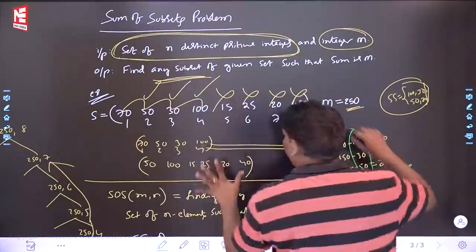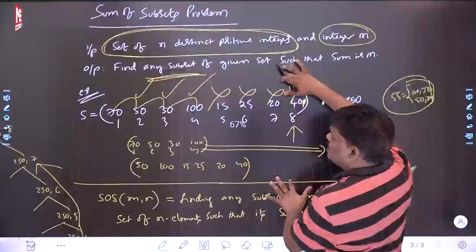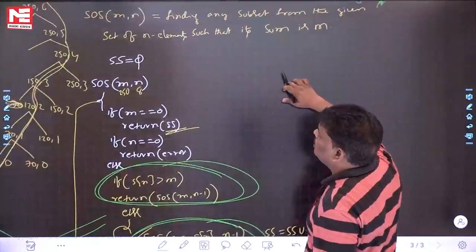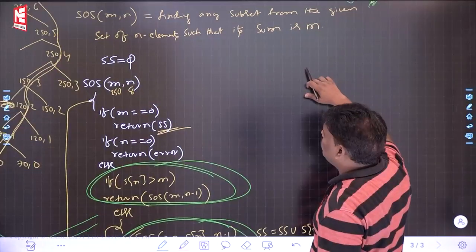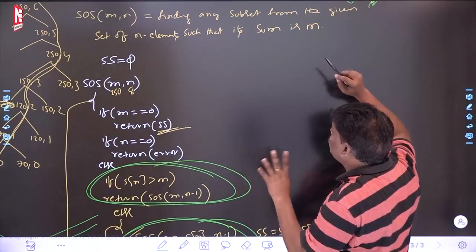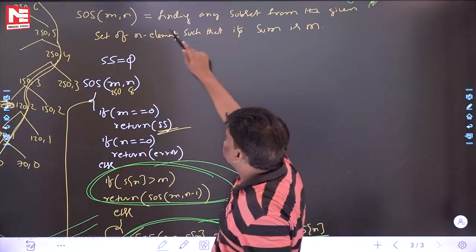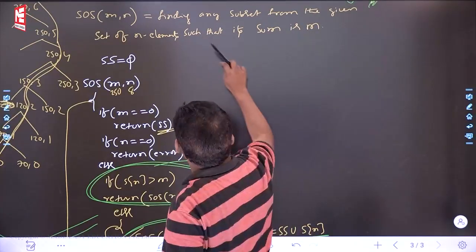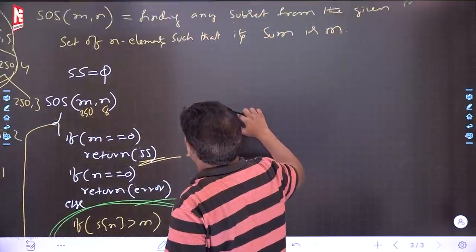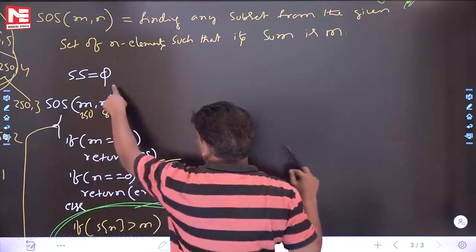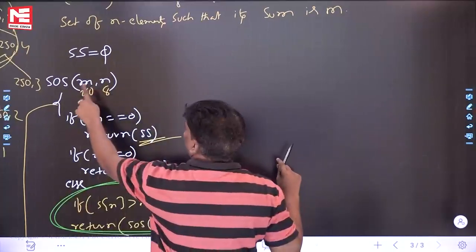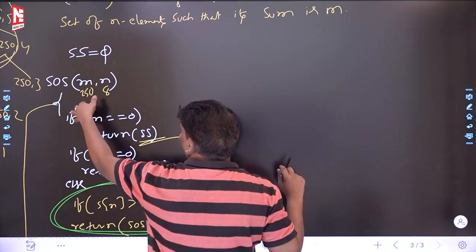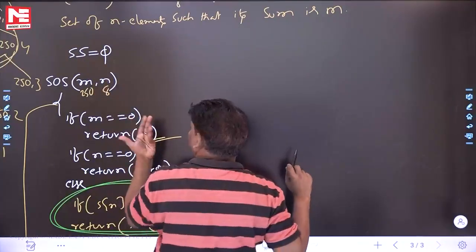I think I explained the problem in the initial few minutes. After explaining, I followed the dynamic programming story. First of all, if I want to write a dynamic programming solution, I should write the recursive program, which is the brute force. So I should write one function, SOS of m comma n, finding a subset from the given array of n elements such that its sum is m. That is the goal. SS is initially empty. Now SOS of m comma n: if m is 0, it means the subset sum you want is 0, so don't take anything, whatever SS is there, return.